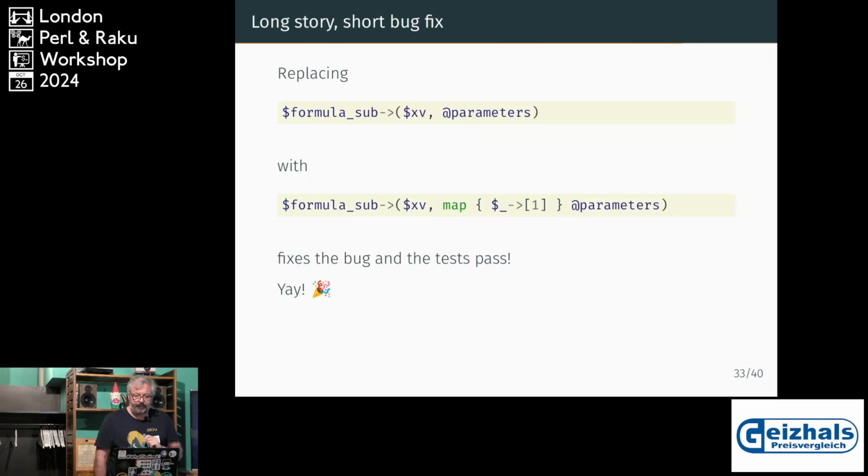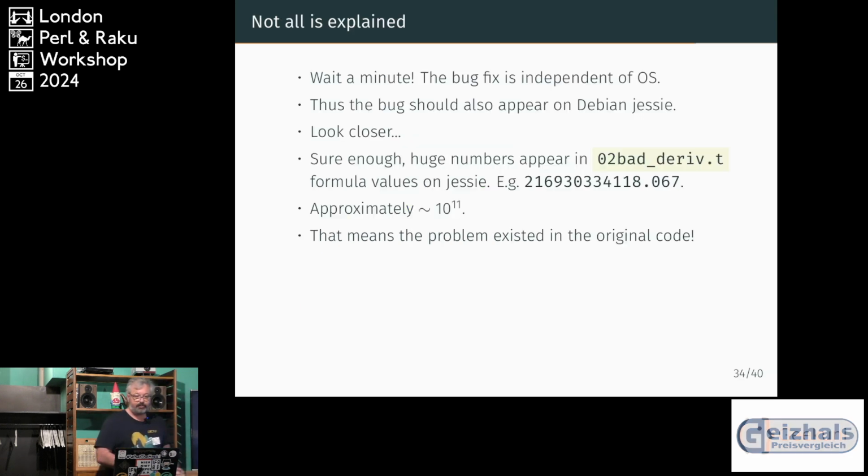Okay, where do we go? Okay, yeah. So changing that to using the map form fixes the bug, and the test passed. Woohoo! Okay, awesome. I'm really stoked about that.